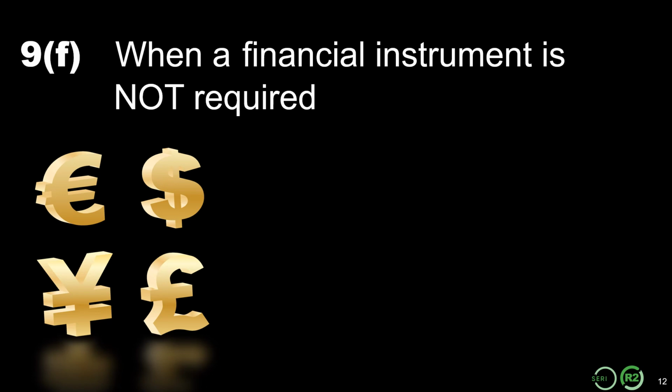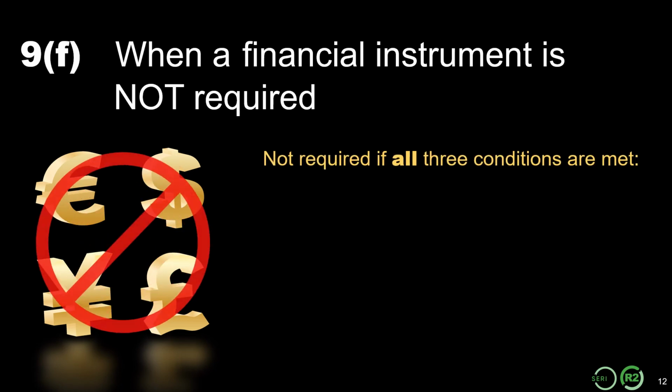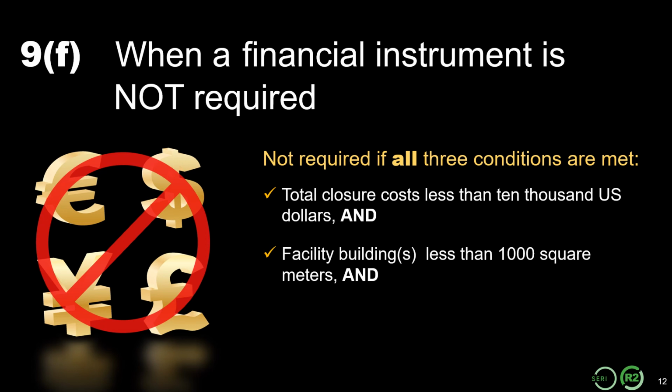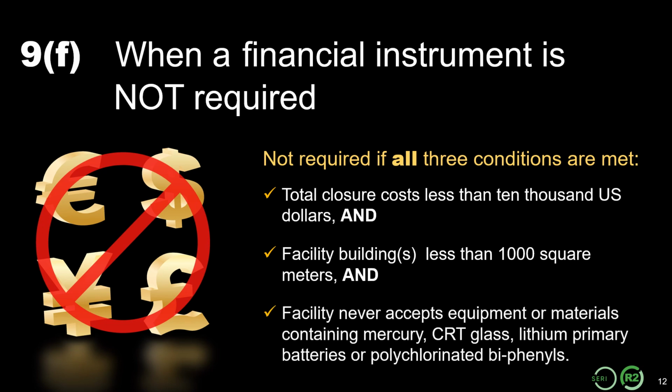The vast majority of R2 facilities will be required to maintain a financial instrument to fund the costs in the closure plan. However, there are several conditions that exempt certain small, low-risk facilities from this requirement. A financial instrument is not required if all three of the following conditions are met. If total closure costs are determined to be less than $10,000, and the size of all buildings owned, leased, or used are less than 1,000 square meters, and if the R2 facility prohibits and never accepts equipment or materials containing mercury, CRT glass, lithium primary batteries, or polychlorinated biphenyls.